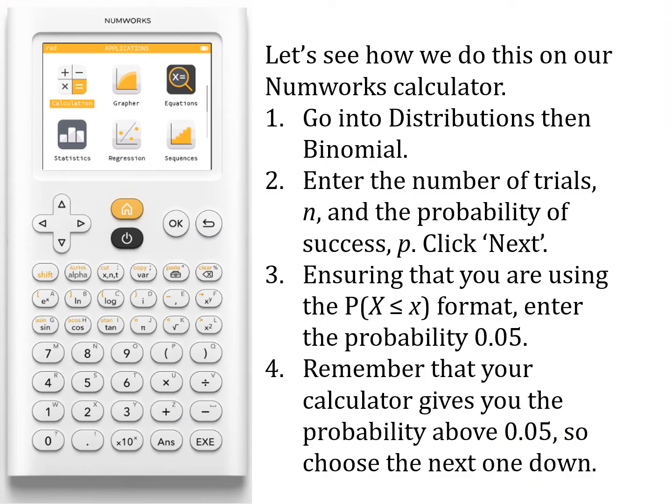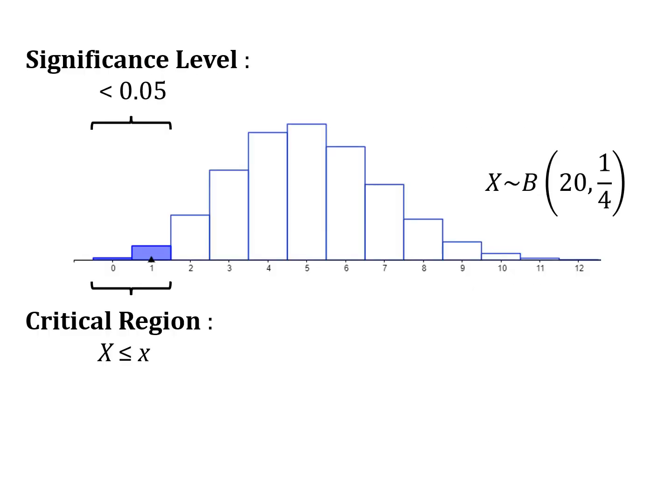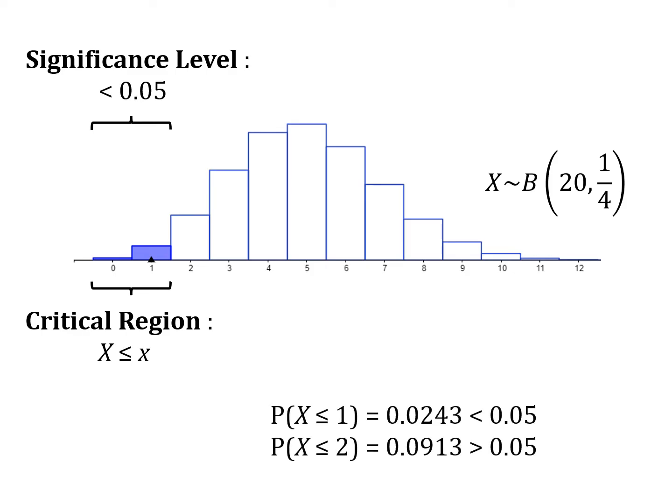So this screen just shows some instructions there written down. Just in case you struggle to follow that a bit, you might want to pause the video and just follow those instructions. But what we've actually found is that the probability that X was less than or equal to 1 was 0.0243, which is less than our significance level, and the probability that X was less than or equal to 2 was 0.0913, which is greater than 0.05. So we decided that that top one is the one we want, because the probability is below our significance level.